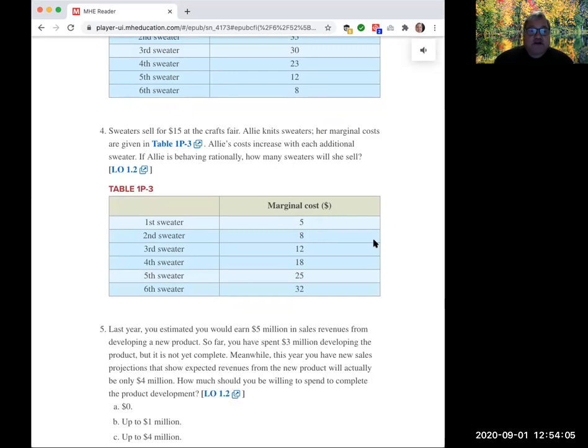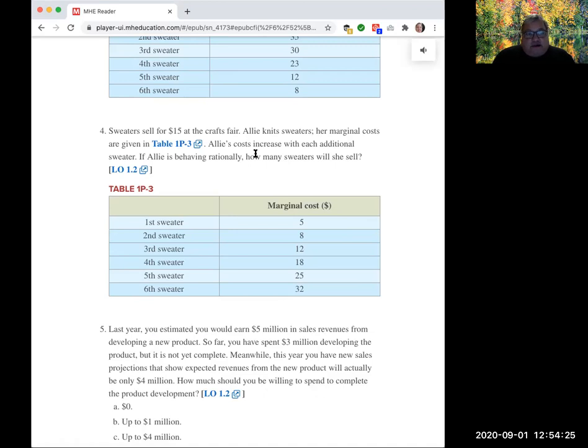So the notion of marginal cost means additional cost. So it does not take into consideration costs that have already been incurred in the past. So for example, in this problem number 4, it says sweaters sell for $15 at a crafts fair.